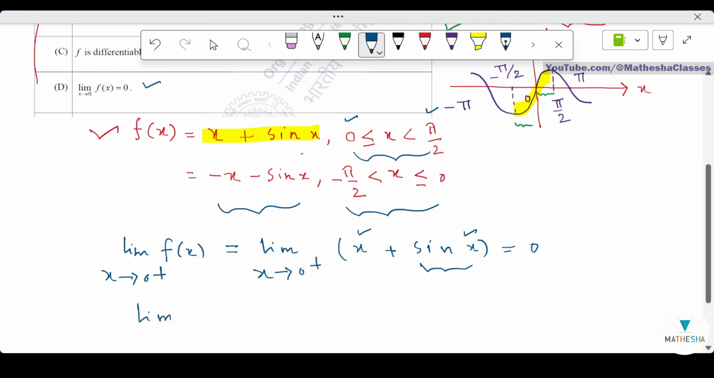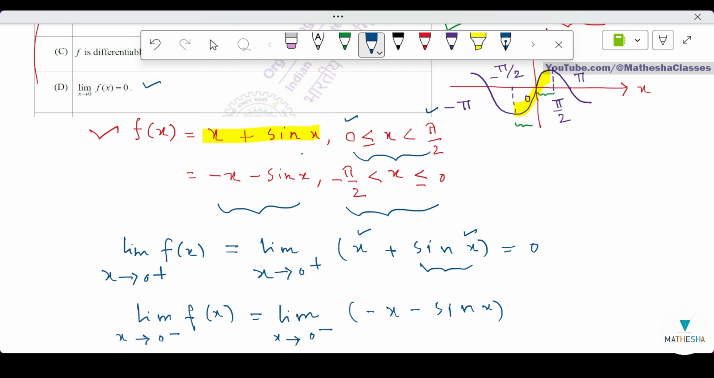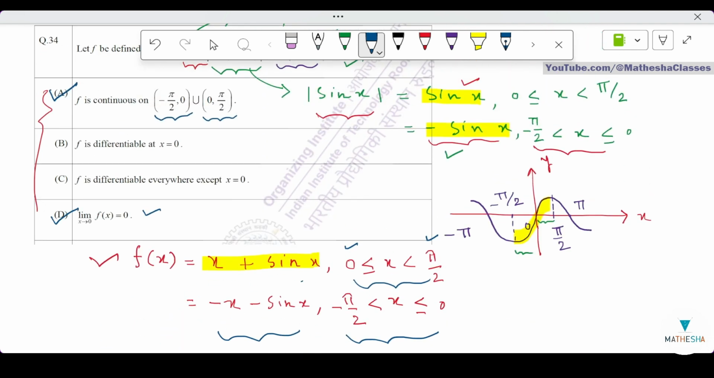Similarly, if you consider the left hand limit, x tends to 0 minus, that means the limit of minus x minus sin x, and when you put the value x equal to 0, you will be getting 0 here as well. So definitely the limit exists, left hand limit equal to right hand limit. So the limit of f(x) exists at 0 and is equal to 0. So D is correct as well.